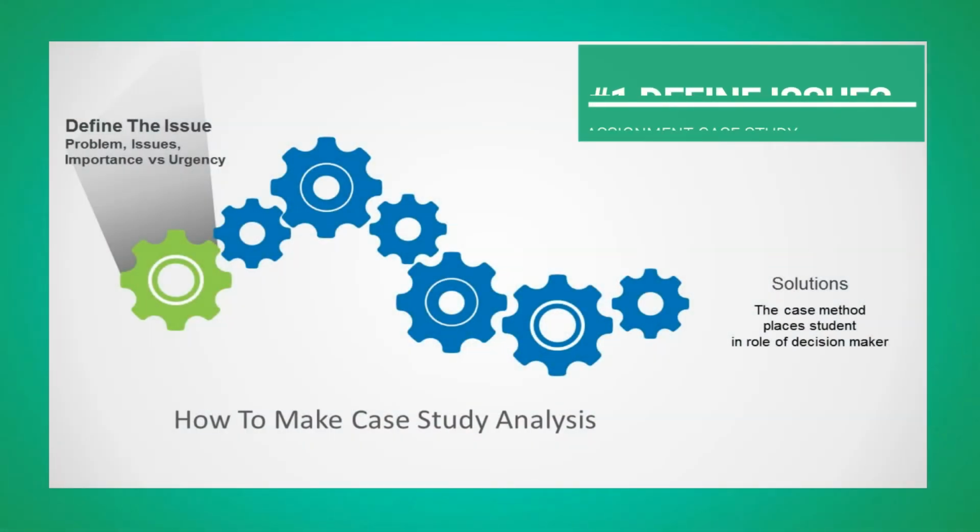The first recommended step when doing a case analysis is to define the main issue or issues. When defining the issue, you should consider what appears to be the problem or the problems. It is also important to consider how you know that this is the problem. After you have satisfactorily answered that question, then think about what are the immediate issues that need to be addressed. When you are doing this, you should try to differentiate between the importance and urgency of those issues you have identified.